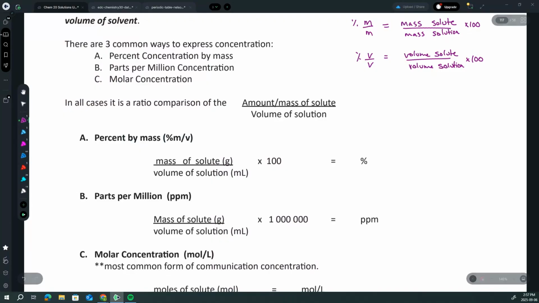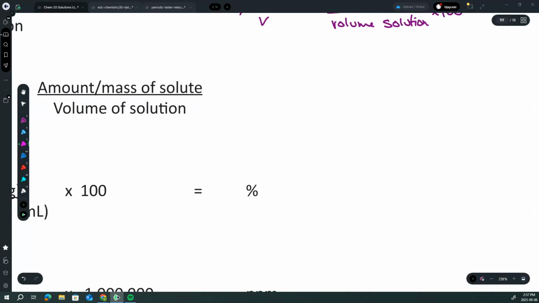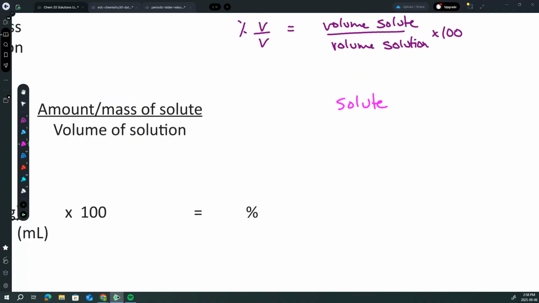Okay, but in all of these cases, we're just having a ratio comparing how much solute we have to how much solution we have. Now, just as a reminder here, the solute, this is what you have less of, and it's the thing that gets dissolved when creating a solution. So I find it super helpful to just re-go over some of the terms we've already learned before we get into questions, just so that it's easier to figure out what number goes where in these formulas.